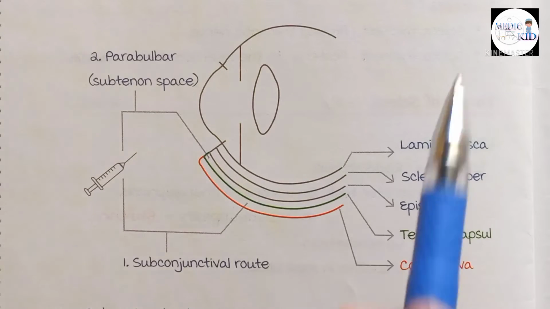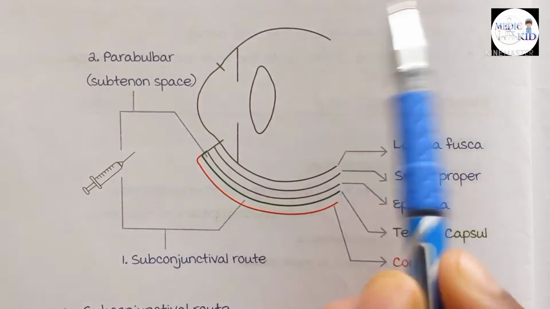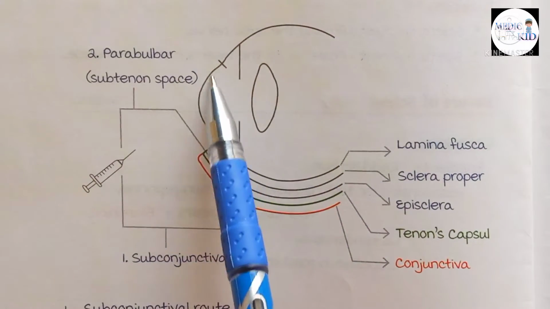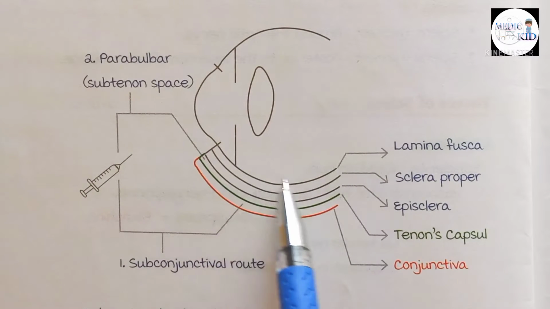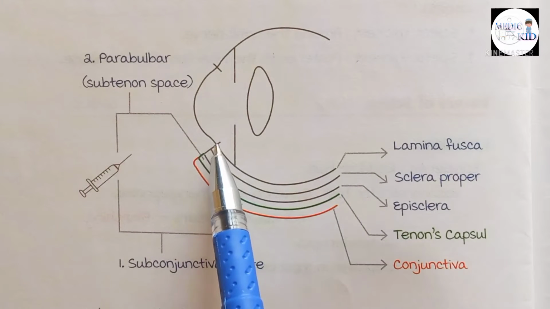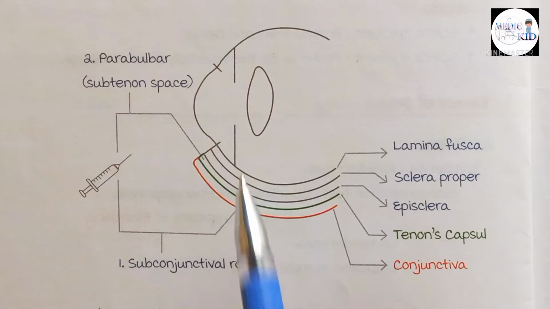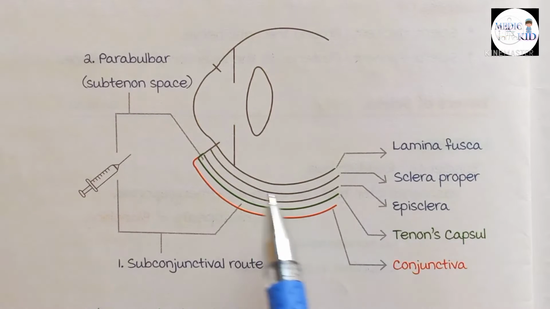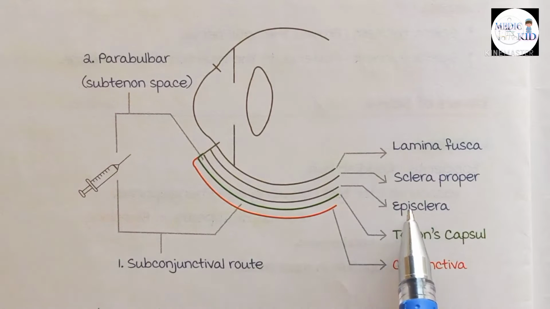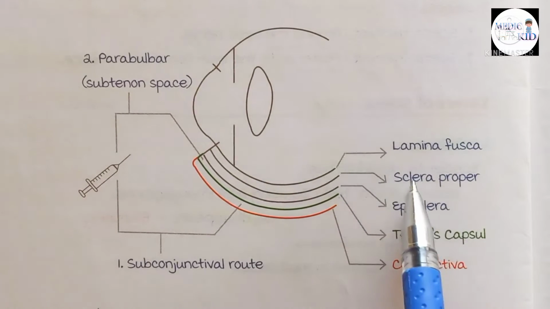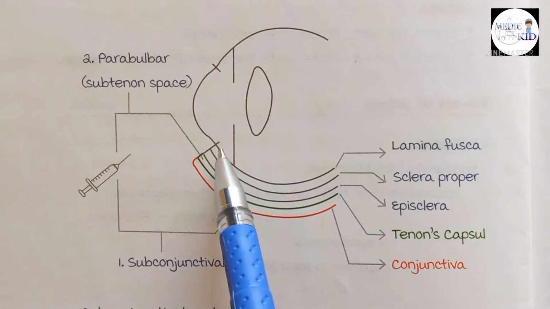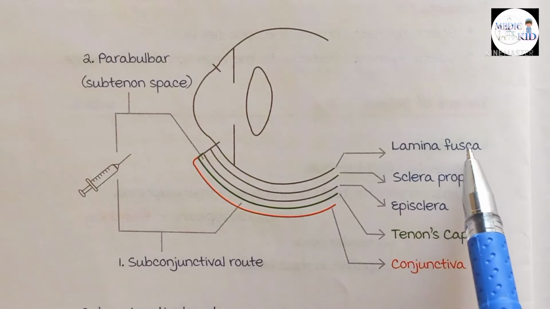This is the outermost layer, black in color. This is the cornea, and all the structures lined up with the cornea are the sclera. The sclera is divided into three parts; it has 3 layers. You can see the most outer layer is the episclera. The second layer is the sclera proper, and the innermost layer is known as the lamina fusca.